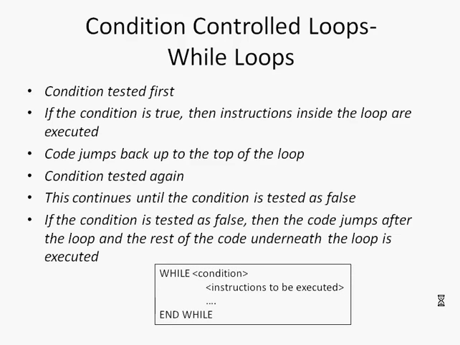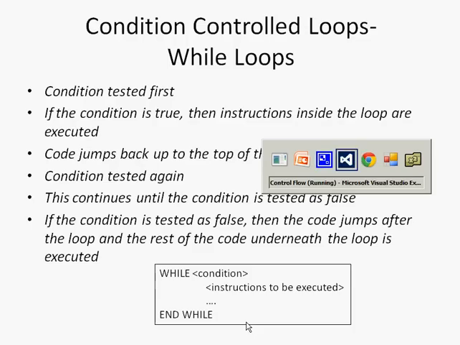So the construct might look like this. While the condition is true, execute the instructions, and then go back up to the top of the loop and check that condition again. If it's still true, execute the instructions, jump back up to the top. Now if the condition is false for any reason, we end the loop. So let's see that in action.